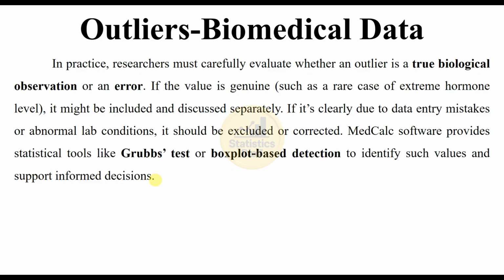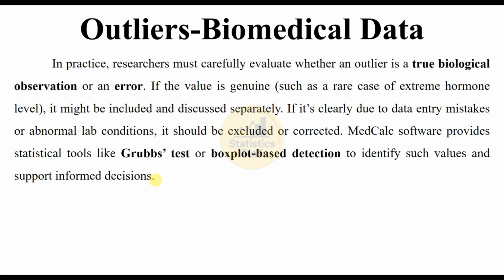In practice, a researcher must carefully evaluate whether an outlier is a true biological observation or an error. If the value is genuine, such as a rare case of extreme hormone level, it must be included and discussed separately. If it's clearly due to a data entry mistake or abnormal lab conditions, it should be excluded or corrected.